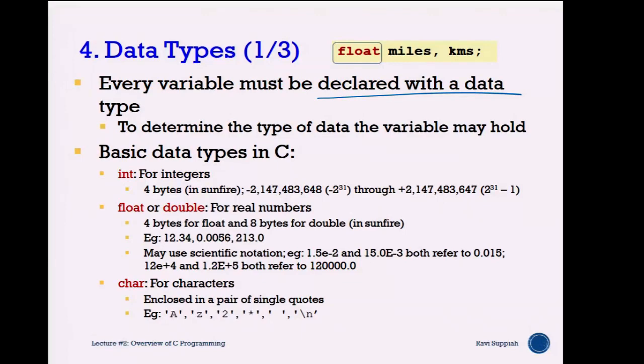Basic data types in C that you will use very frequently in your programs: int. Int is for integers. Integers are whole numbers. The range of whole numbers depends on the number of bytes that you have. Different systems and different compilers may use a different number of bytes for different data types. Integer in most compilers is 4 bytes. Float is 4 bytes, and double is 8 bytes. Float and double are to store decimal point values. Character is always a single byte, and is used to store character values, usually in single quotes.